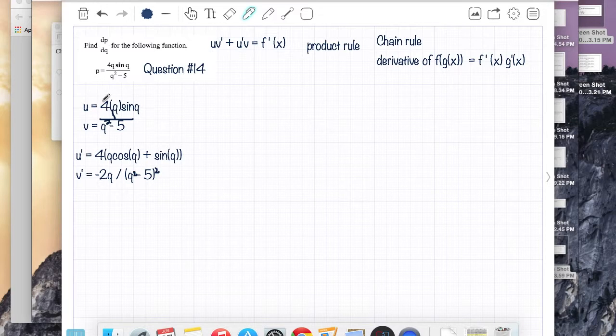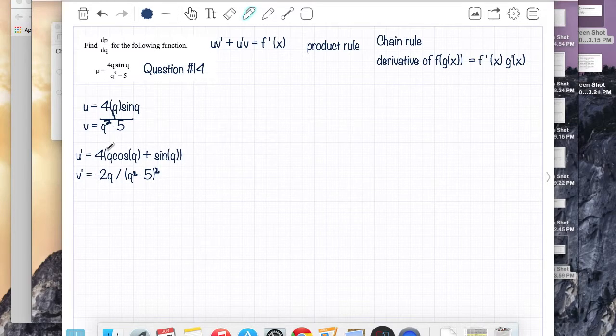The derivative of u is using the product rule, which is u v prime plus u prime v of f of x. If this is f of x of u, this function here, then we take 4 times q times sine of q, and because the derivative of q is 1, it's just sine q times 4. So that's the first part, and then u prime is just the derivative of sine q, which is cosine of q times 4. So that's u prime.